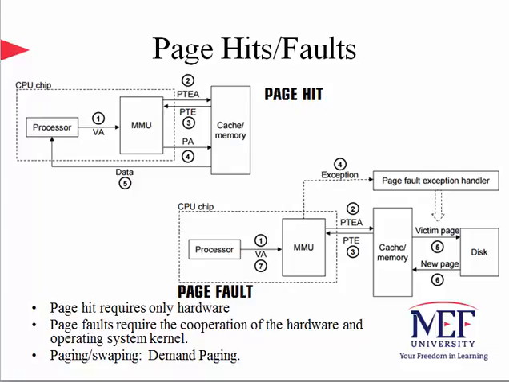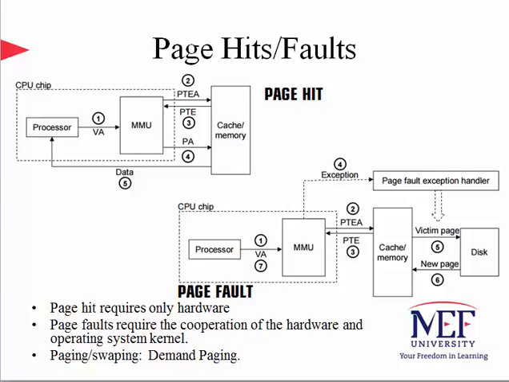In the case of a page hit, the processor generates a virtual address and sends it to the MMU. In the second step, the MMU generates the PTE address and requests it from the cache and main memory in this case. Step 3, the cache or main memory returns the PTE to the MMU. In step 4, the MMU constructs the physical address and sends it to the cache or the main memory. In the final step, the cache or main memory returns the requested data word to the processor.